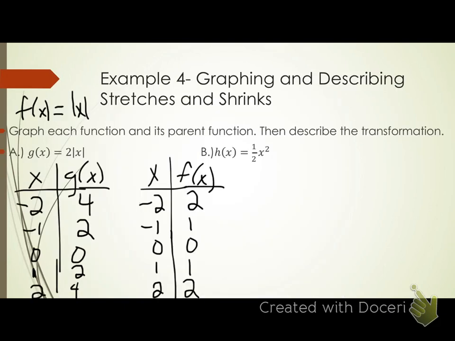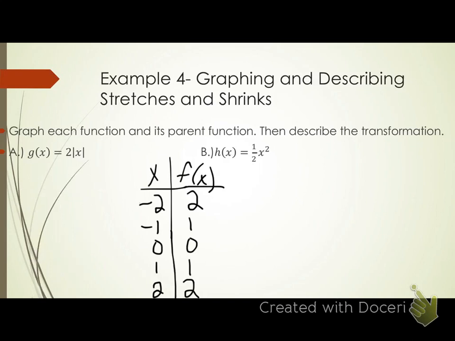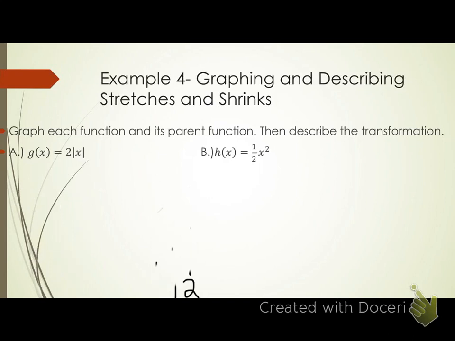Okay, let's do letter B real quick. Letter B. Let's go ahead and identify our parent function for letter B. What's the parent function for letter B? It's x squared. Very good. F of x equals x squared. What do we call this family of graphs? Quadratic. Very good. This is our quadratic function family because it's got a squared term in there.